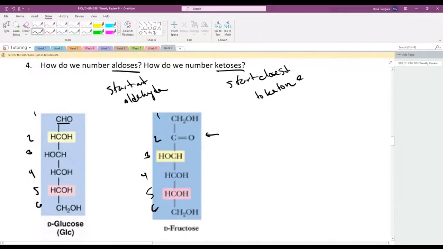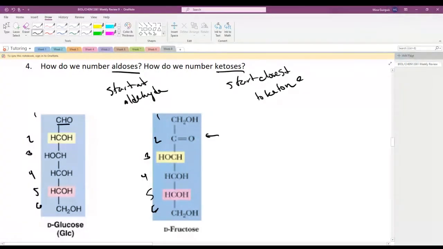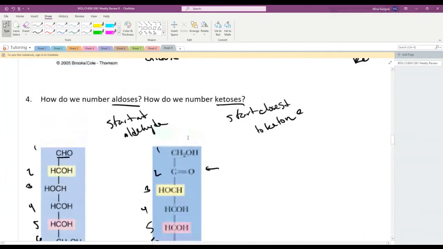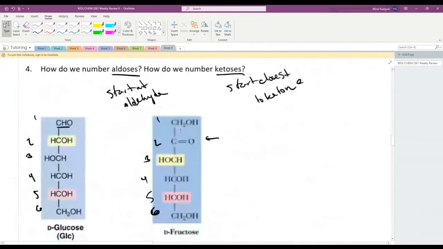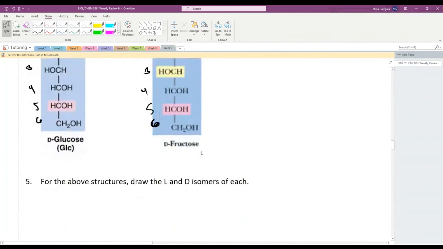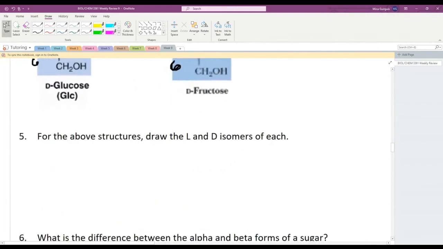The numbering itself doesn't tend to be really complicated. I have seen a lot of students mess it up just because ketones or ketoses can be a little bit weird. So I've discussed L and D isomers a few times in the multiple choice question we just talked about. Down here they're labeled L and D. They're both labeled D in this case, but let's talk about what that actually means.